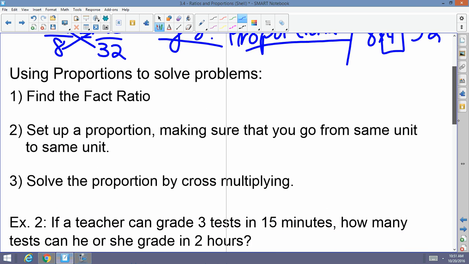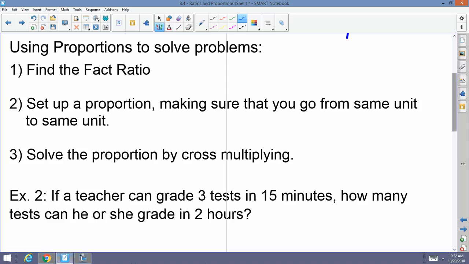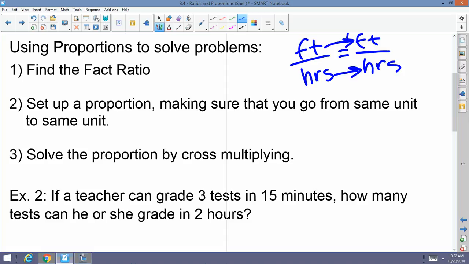Okay, so using proportions to solve problems. Number 1, find the fact ratio. What is a fact ratio? That's the fact that they give you. They're always going to give you a fact. John can cut 12 trees in 5 hours, or Mary can bake 42 cakes in 12 hours. They're always going to give you a fact of some sort. Okay, that's your fact ratio. Then set up a proportion, making sure that you go from same unit to same unit. What am I talking about? If the fact they give you has feet and hours, when you're setting up the proportion, you have to put your feet to hours. Unit to unit, unit to unit. You don't want to mix and match your units. You don't want to have feet over hours and then hours over feet. You're not matching your units. And then you literally solve the proportion by cross multiplying.